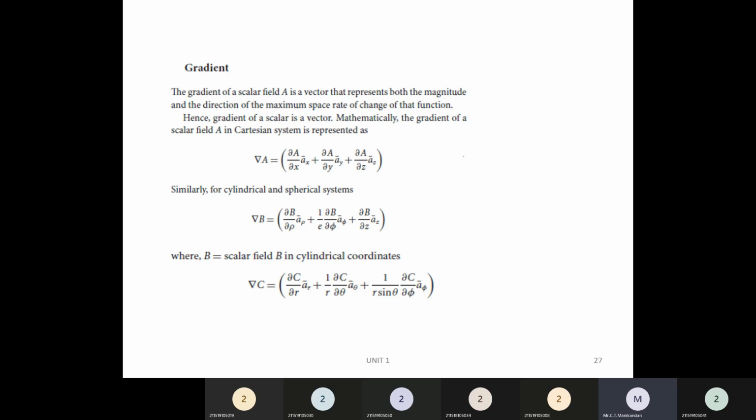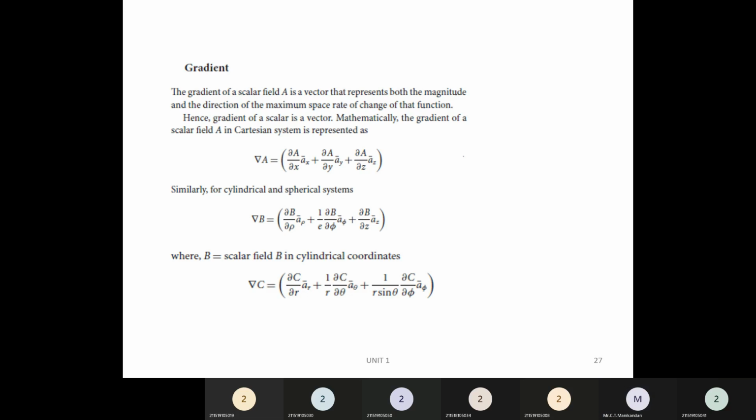Say for example, if you have any scalar field and you want to represent it as a vector, what we have to do is take the gradient. For any scalar field, if you take the gradient, it will give the answer in terms of a vector. That means for any scalar field, if you want to find the direction of that field, what we have to take is the gradient.